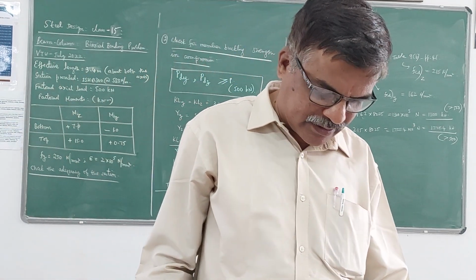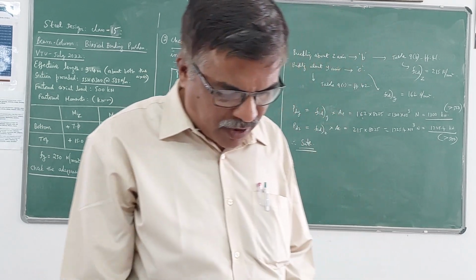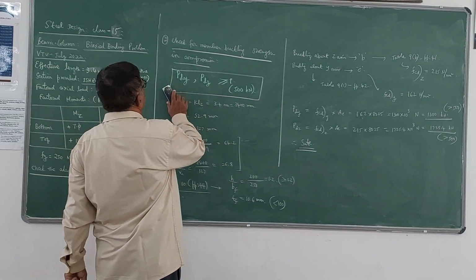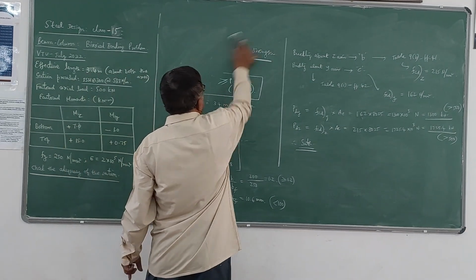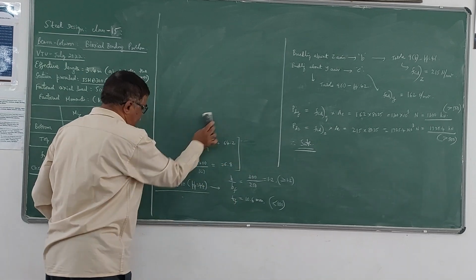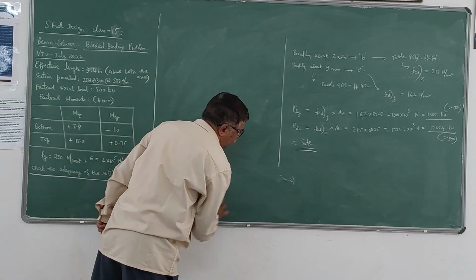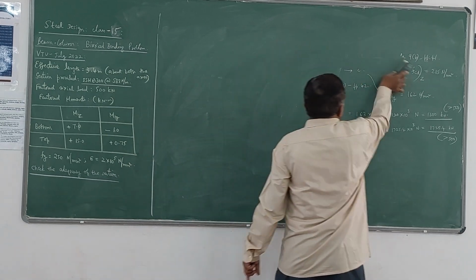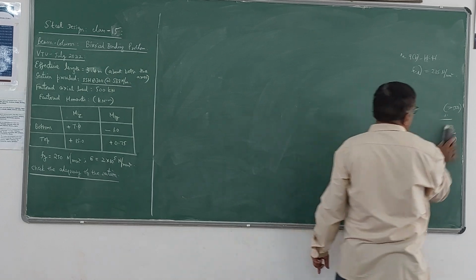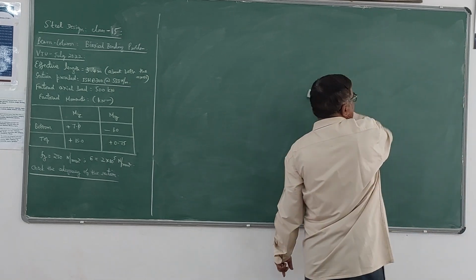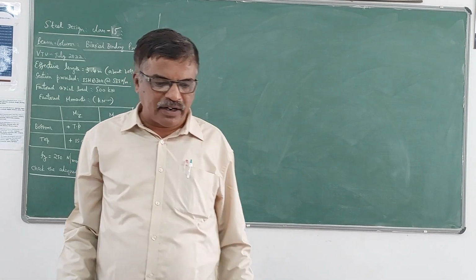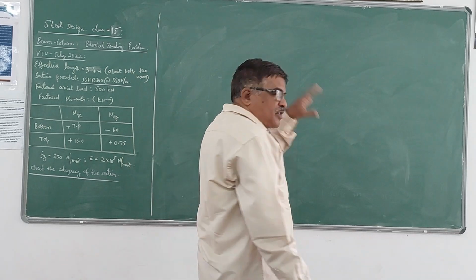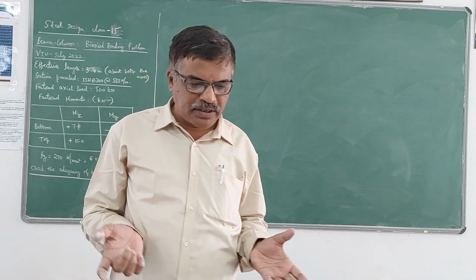Now the third check. So the third check is check for member buckling resistance in bending. So this was for compression. Compression check is over. Now we have to check whether the beam column is safe treating it as a beam. So both the effects we are considering separately, compression effect and bending effect, and then the last check is the combined effect of both compression and bending.